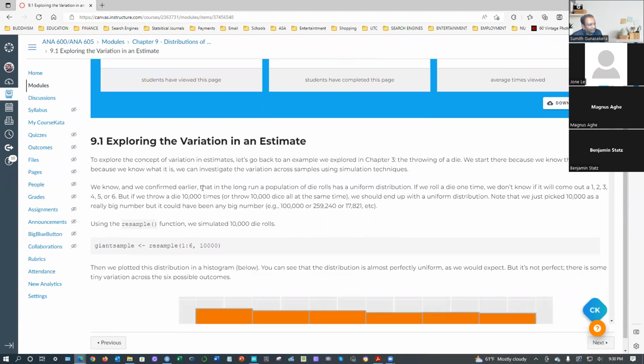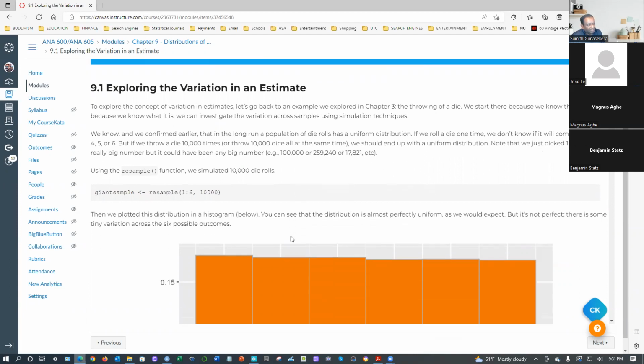We know, and we confirmed earlier, that in the long run a population of die rolls has a uniform distribution. If we roll a die one time, we don't know if it will come out 1, 2, 3, 4, 5, or 6. But if you throw that one die 10,000 times, or throw 10,000 dice at the same time, they would produce the same result. We should end up with a uniform distribution. We just picked 10,000 as a really big number, but it could have been any larger number.